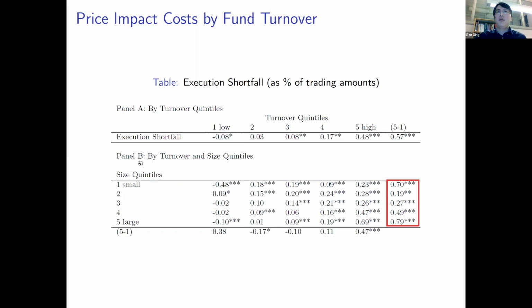And for panel B, we sort the funds based on both the fund turnover and the size quintile and report the average execution shortfall. So we can see consistently that even controlling for fund size, high turnover funds have substantially higher price impact costs than low turnover funds. Yeah, consistent with our prediction.